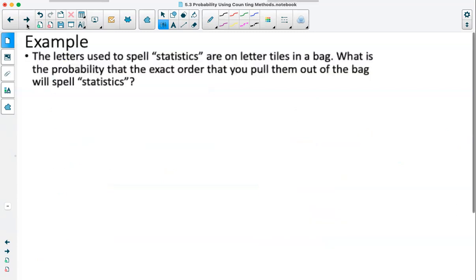We'll look at another example. This one, we'll look at an example where we have some objects that are repeating. So the letters used to spell statistics are in letter tiles in a bag. What is the probability that the exact order that you pull them out of the bag will spell statistics?